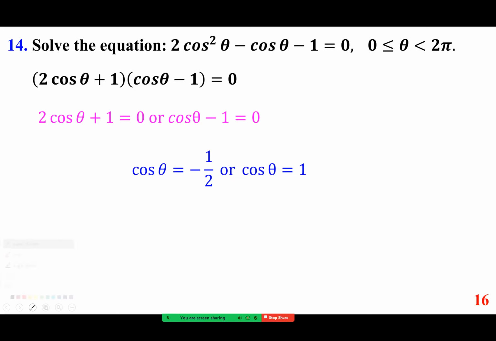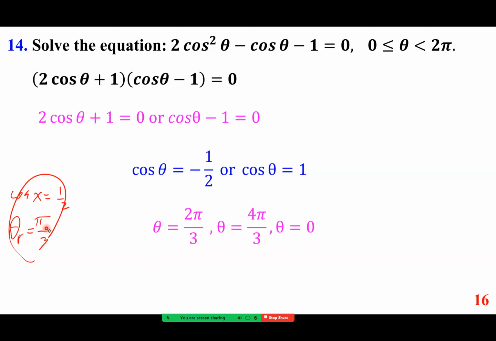But what about the negative 1 half? Again, let's look at 1 half. Cosine x equals 1 half makes the reference arc pi over 3. Now for negative 1 half, cosine is negative in the second and third quadrants. In the second quadrant, pi minus pi over 3 gives you 2 pi over 3. Pi plus pi over 3 for the third quadrant gives 4 pi over 3. And we're done.